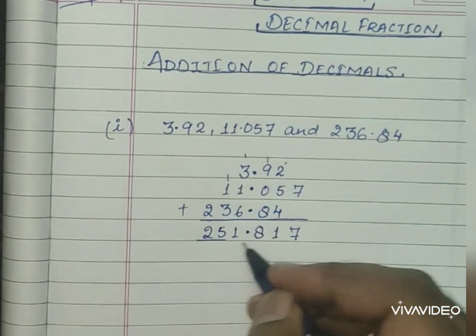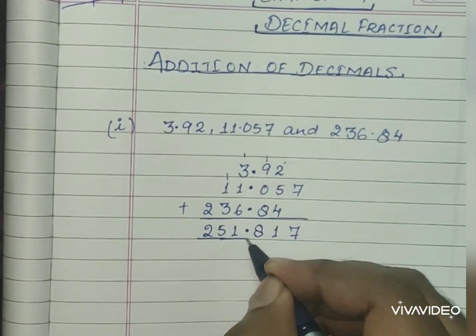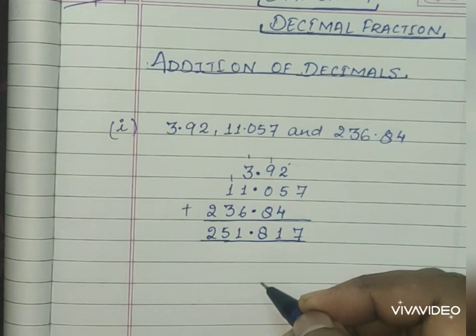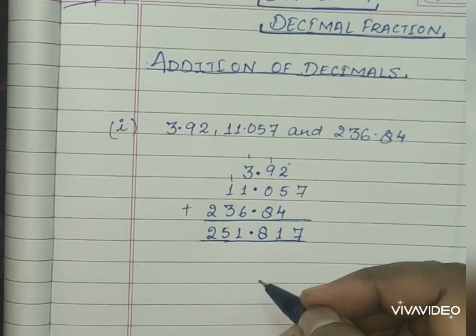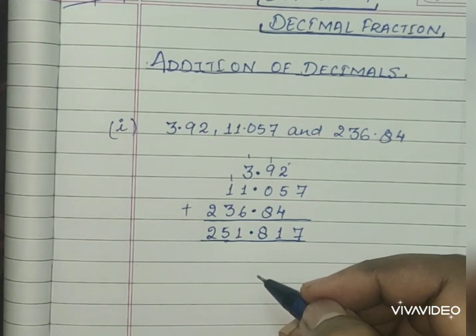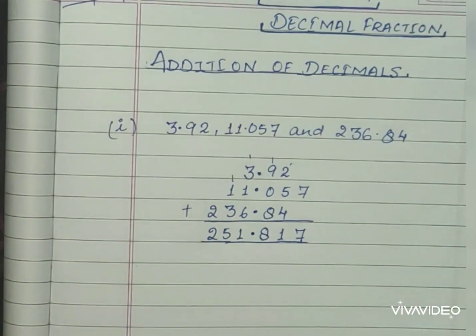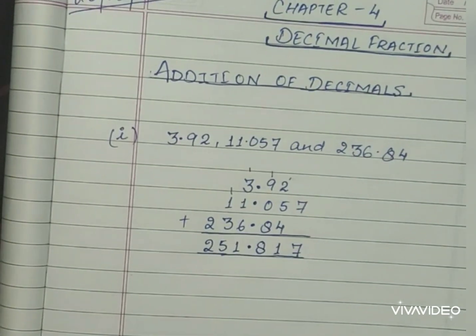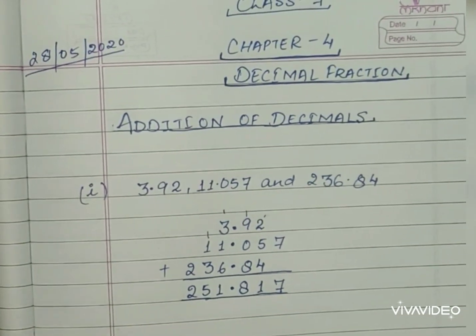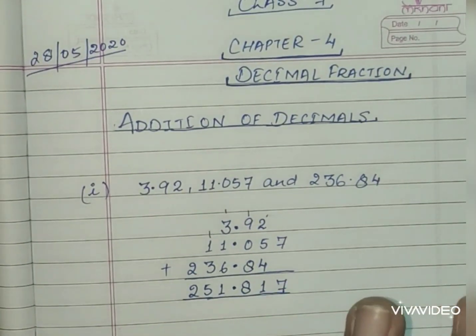Again there is nothing, so 2 will be copied. Answer is 251.817. I hope it is very clear to you, because in the previous classes also you have done this. When you were in class 6th you have done this. Okay, so it is very easy.